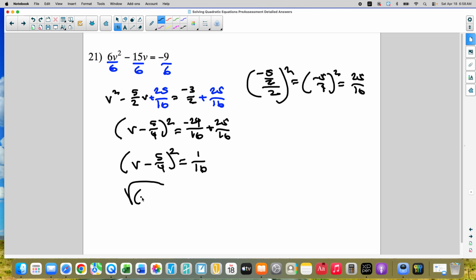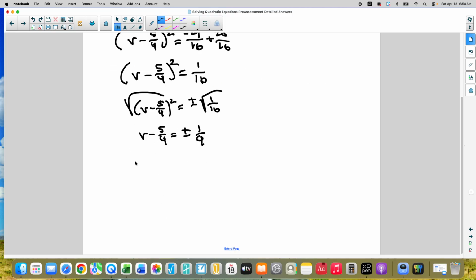Take the square root, plus or minus square root of 1/16. V minus 5 fourths equals plus or minus 1/4. And all of these have worked out quite nicely. Add 5 fourths, add 5 fourths. V equals 5 fourths plus or minus 1/4. 5 fourths plus 1/4, 5 fourths minus 1/4.